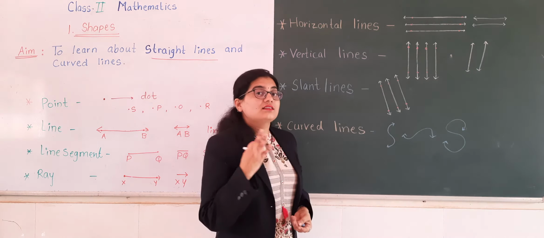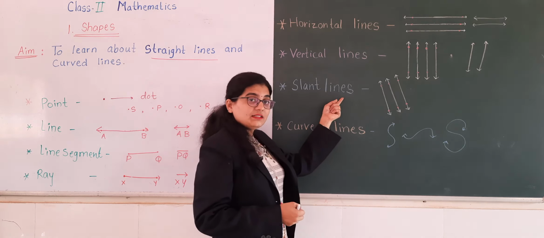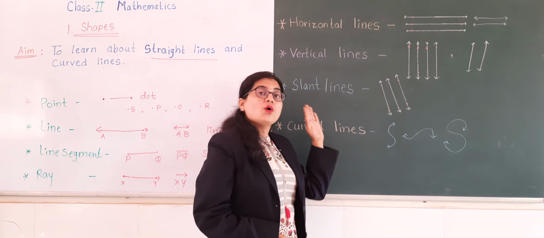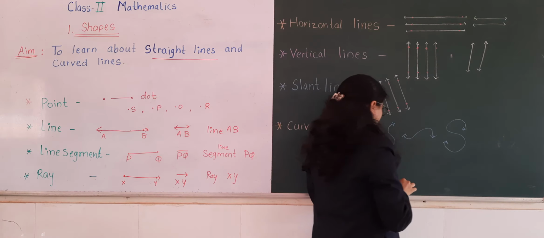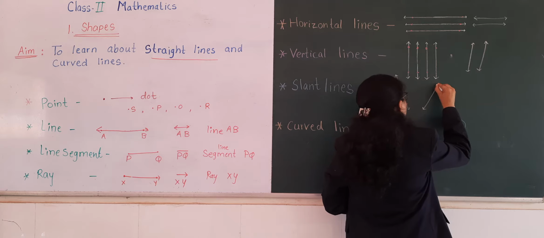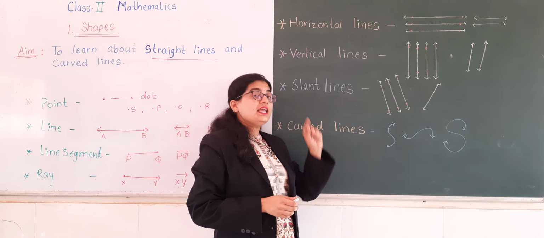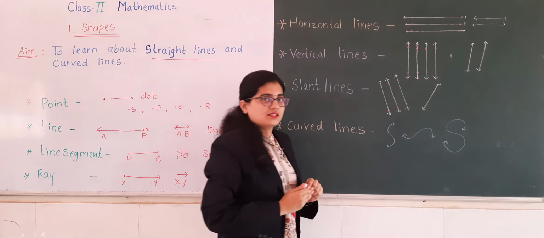Then the third type of straight line is the slant line. These lines are nothing but the slope lines. These slanting lines are nothing but sloping lines. They can slope toward the right side also, toward the left side also. These are the slanting lines.